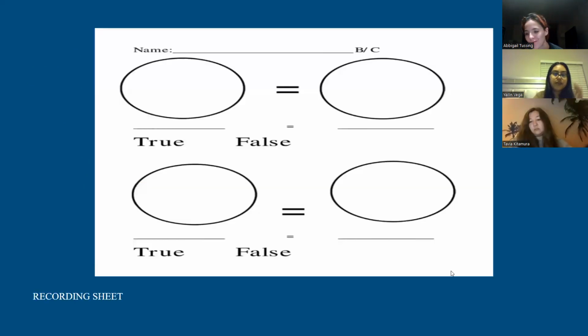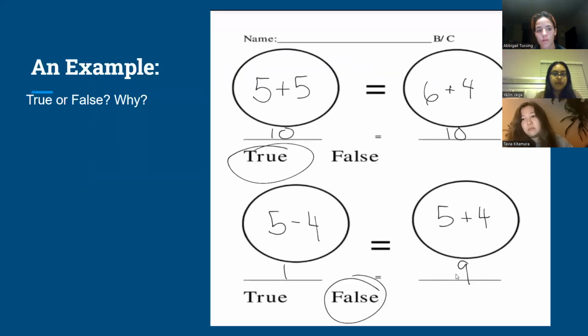Like I mentioned previously, our recording sheet would be here, and in the next slide I made an example of how the game would be played. For our example, 5 plus 5 equals 10, and 6 plus 4 equals 10. That is true because that is equal. 10 and 10 are an equal number. 5 minus 4 is 1, and 5 plus 4 equals 9, meaning that is a false statement because 9 is greater than 1.